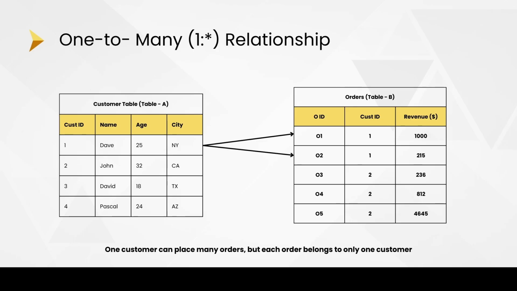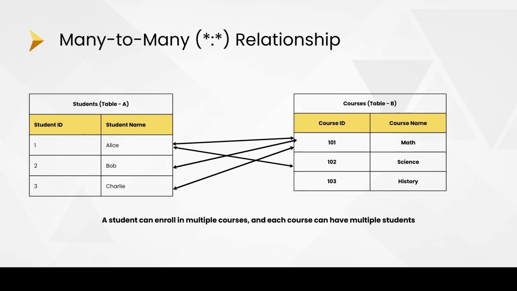So, one-to-many relationships are great when one item in a primary table, like a customer, needs to connect to multiple entries in the secondary table, like orders, without any confusion. Finally, we have many-to-many relationship. This is where things get a bit more complex.